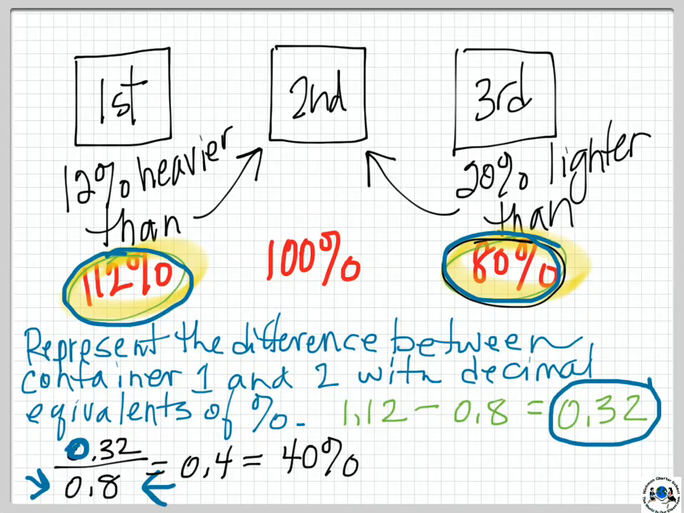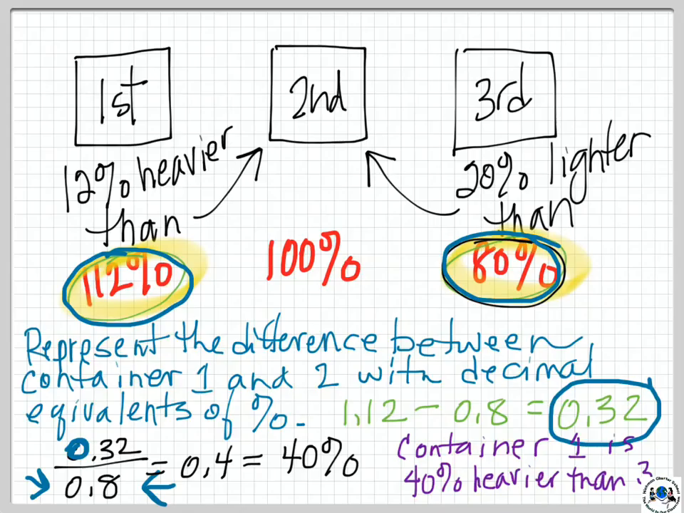So we can see by this, again, using no weights, no grams, no pounds, ounces, anything like that, just percentages, we can calculate that container 3 is 40% lighter than container 1. Container 1 is 40% heavier than 3.